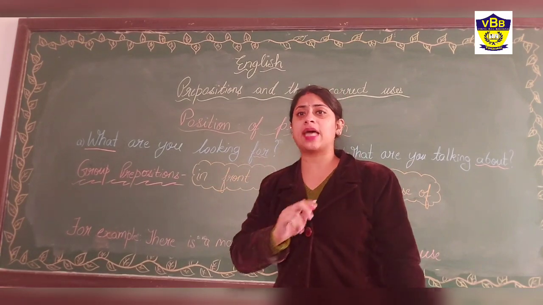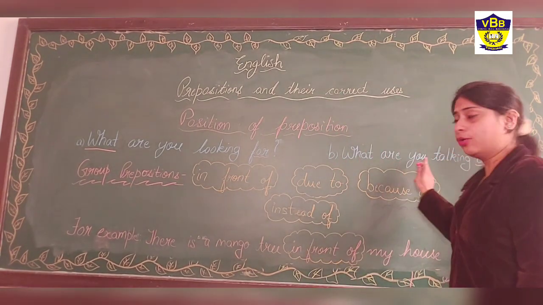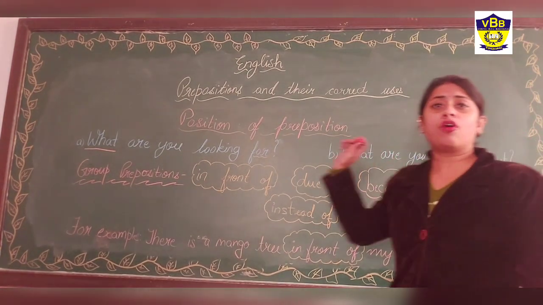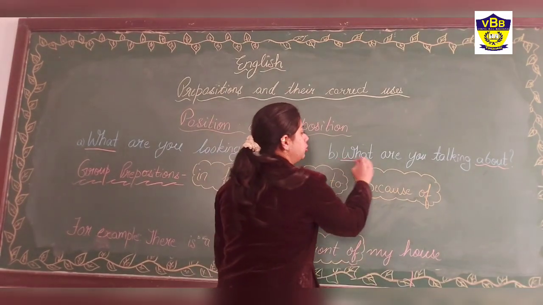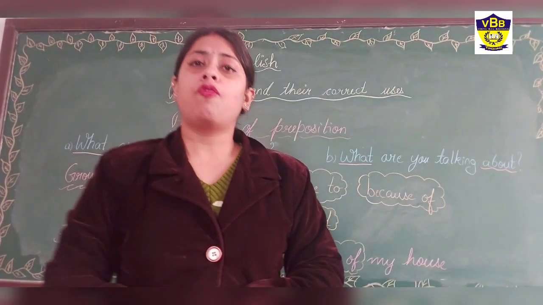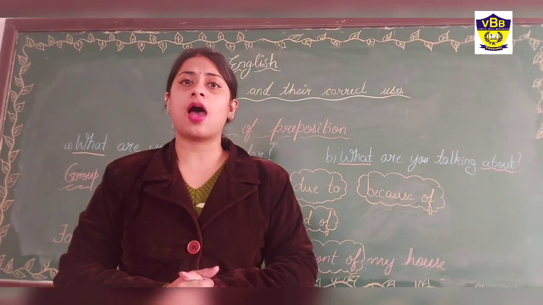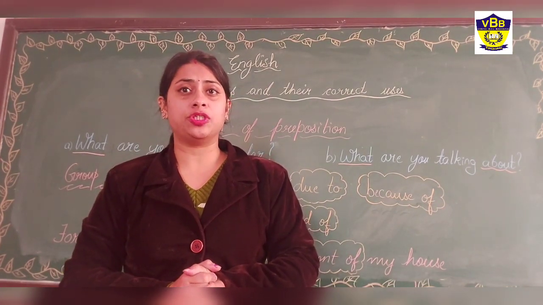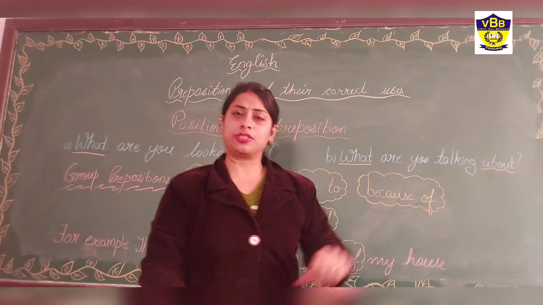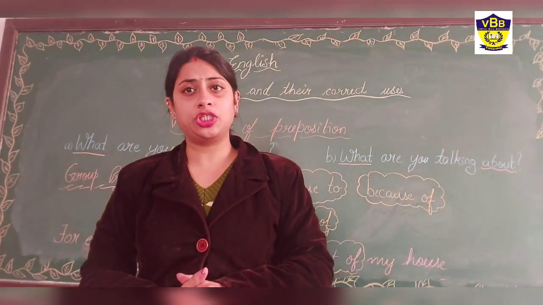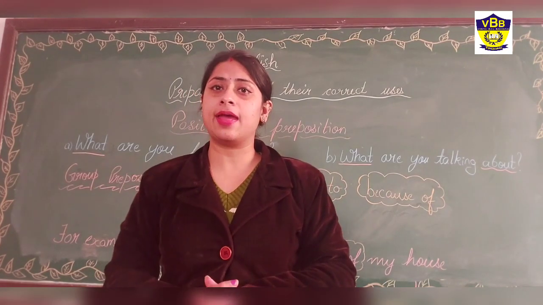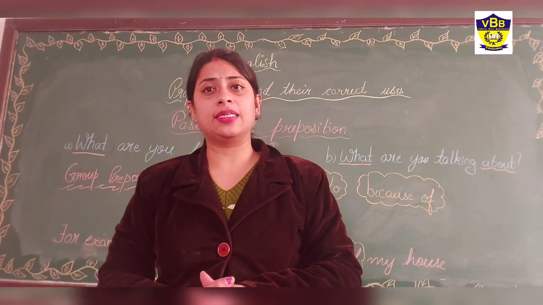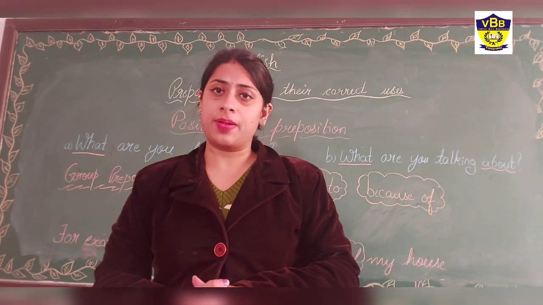Let's take one more example here. What are you talking about? So here about is your preposition and what is the object. So it is telling about the object. What are you talking about? Here we have used the question word in the beginning, that is your object. That's why we have placed the preposition at the end of the sentence. Got it? This is the position of preposition: we can place the preposition at the end when we are using the object with a question word. That will be the position of preposition.